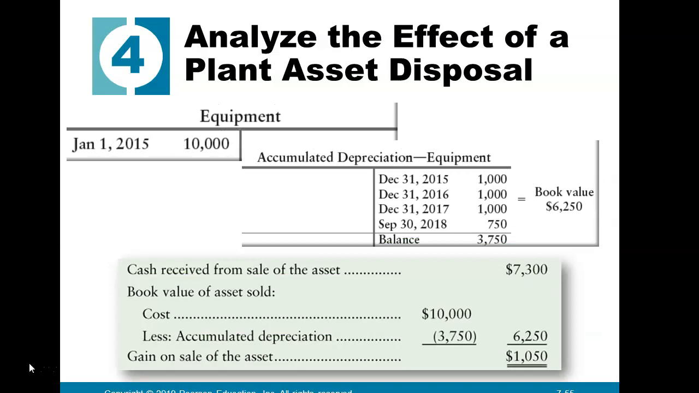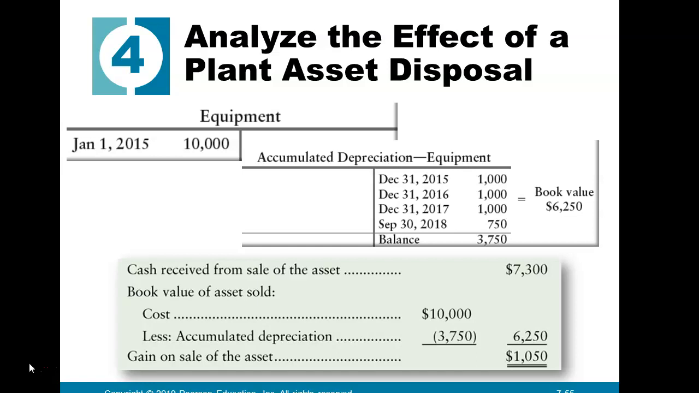Now we have to record the book value. We know that for the first 9 months, through September, we have $3,750 in depreciation expense. We're going to take that and subtract it from the original cost to come up with our real book value. If our book value is $6,250 and we sell it for $7,300, guess what? There's a possibility of a gain. So if the book value is smaller than the proceeds of the sale of that asset, we're going to deal with a gain. If the book value is higher than what we sold it for, we're going to deal with a loss. In this case, we have a gain, and here's a computation of that gain.